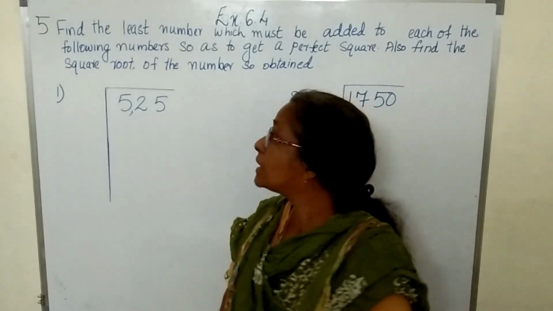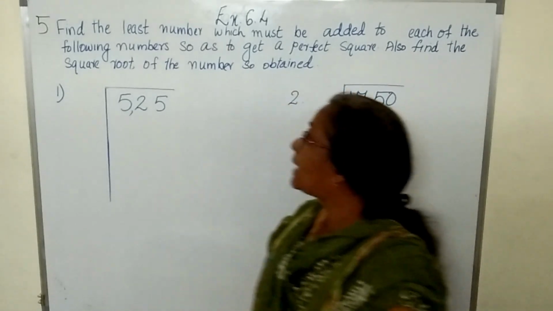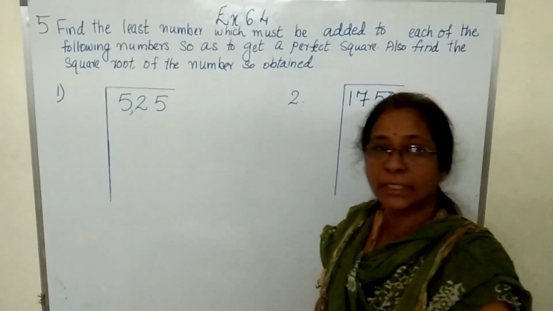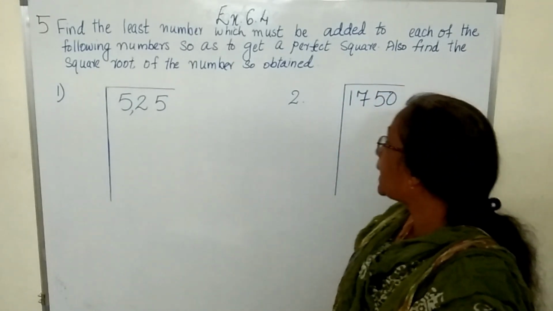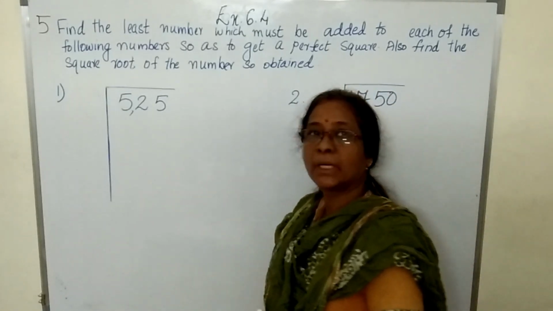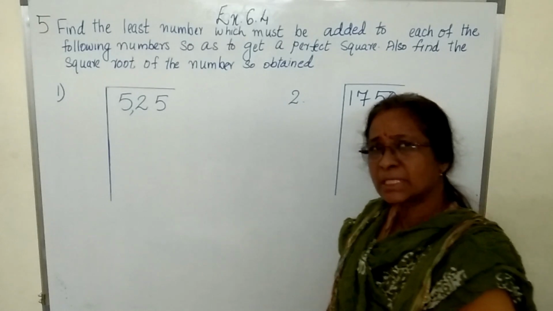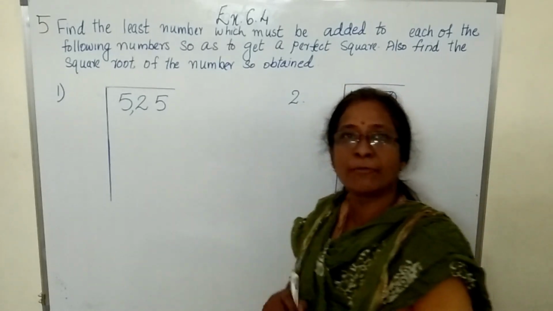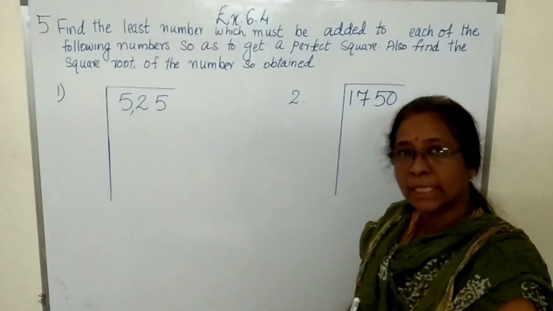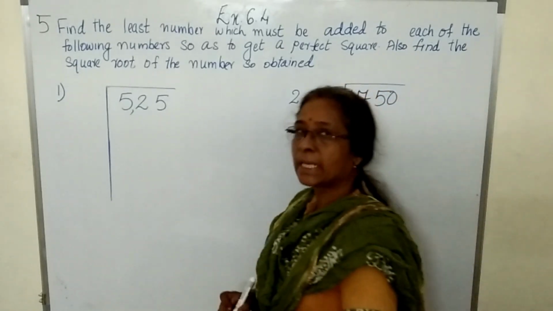Now let us see question number 5. Find the least number which must be added to each of the following numbers so as to get a perfect square. Also find the square root of the number so obtained. There is a slight difference between question number 4 and 5. In the previous one it was subtracted and here it is added. Now let us see how to do it.